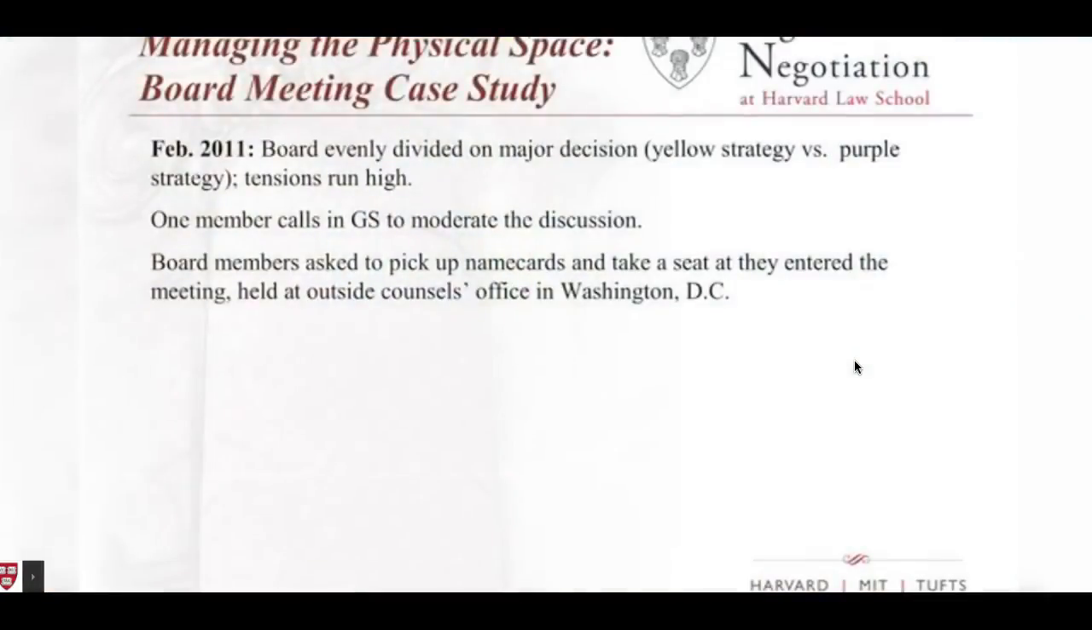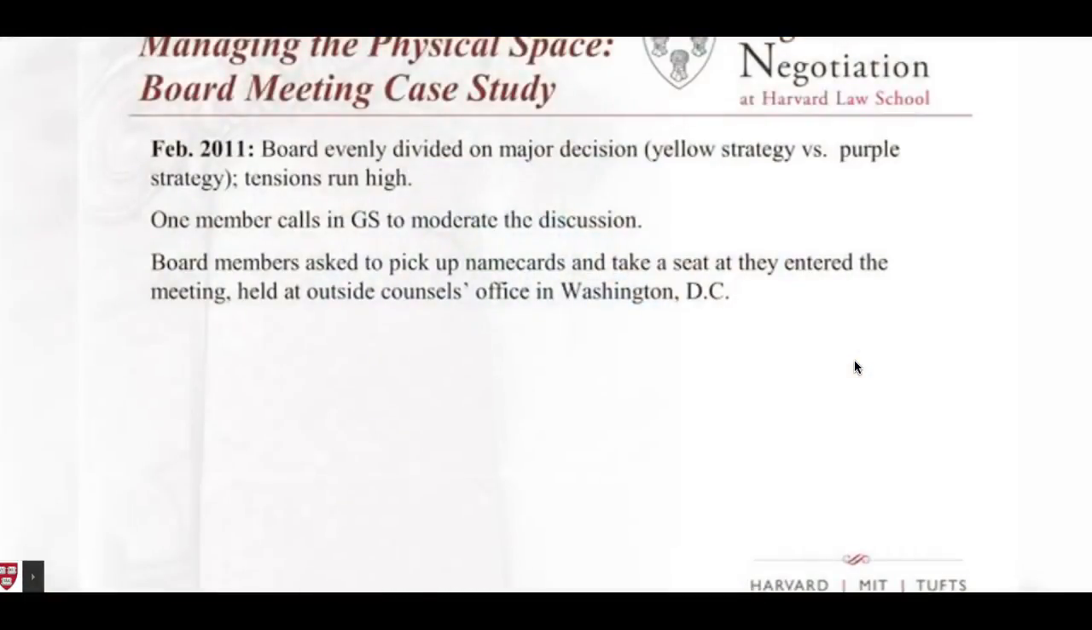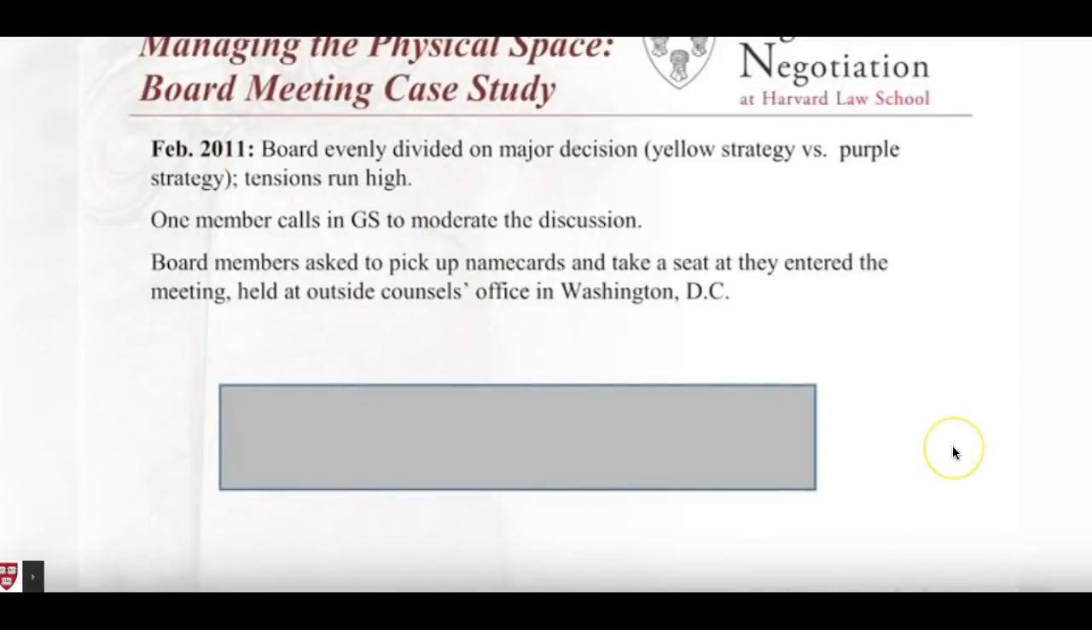Here's a fun example from a couple months ago. This is a board, well-known company, evenly divided on a major decision. Tensions are running high. They have a board meeting, so I'm called in to, quote, moderate. That was important. I'm not going to be on one side or the other, but I'm called by one of the purple people. So here's the move. That's, I think, quite important. The board members are meeting at the law firm, not at their own company, because the tensions are so high. Law firm in D.C. And because it's not their normal boardroom, they're asked to pick up their name card and put it where they'd like to sit.